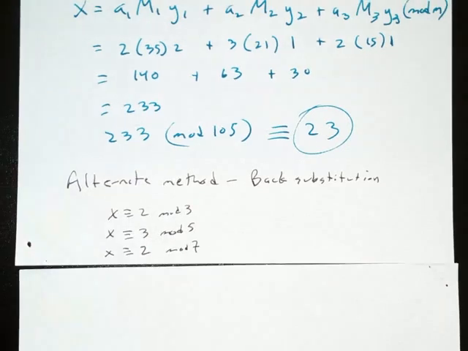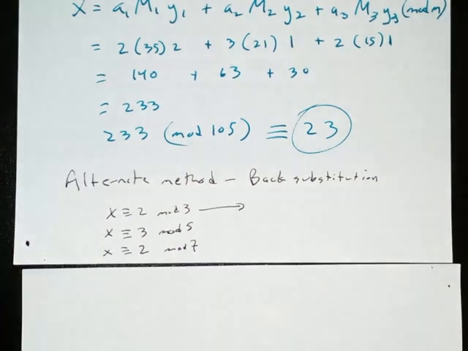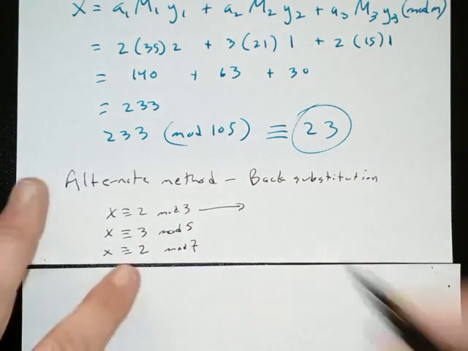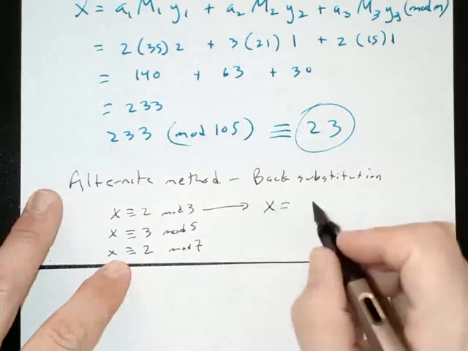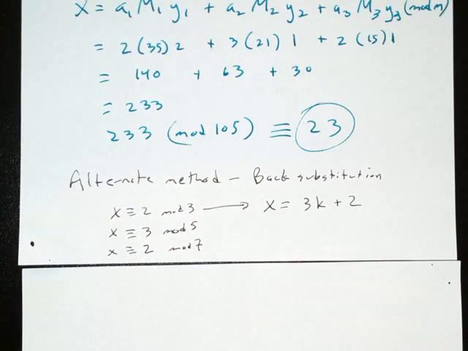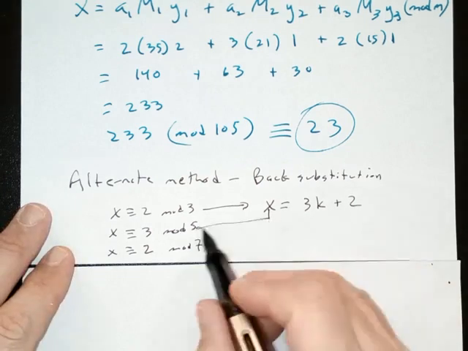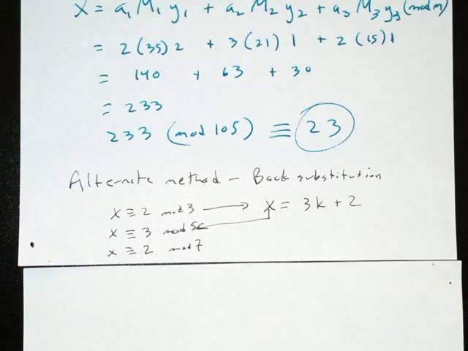So here's what I'm going to do. I'm going to think of this first equation. If x is congruent to 2 mod 3, then x must be able to be written as 3 something with 2 left over. I don't know what that something is, but it'll be something with 2 left over, right? Okay, let's take that and put it into the next equation.